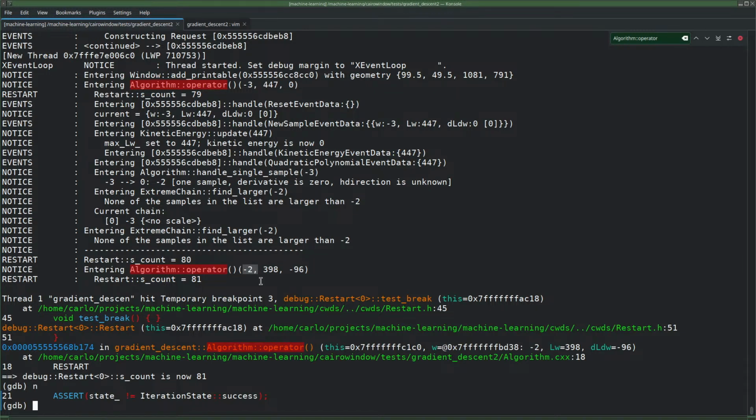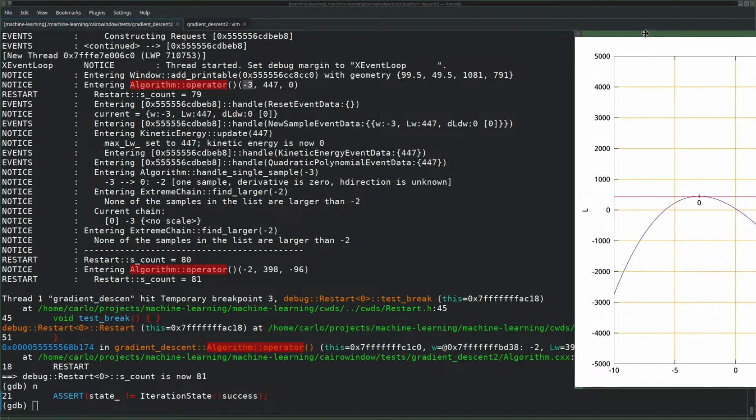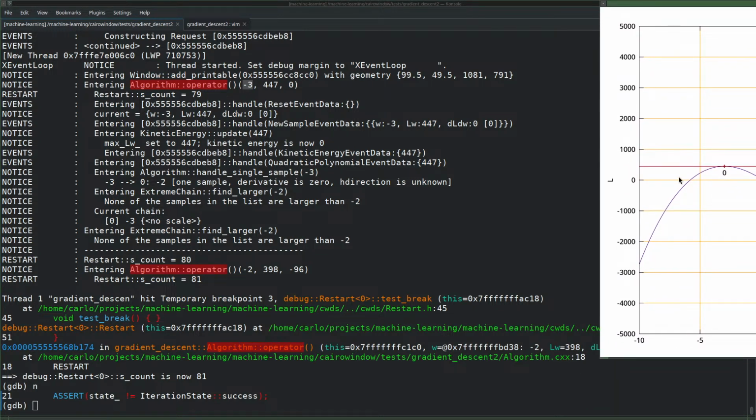-2. That must be the second point. I guess it's the first one. Put that there. -3 is this. Then -2 is here. That's going to be point level 1.